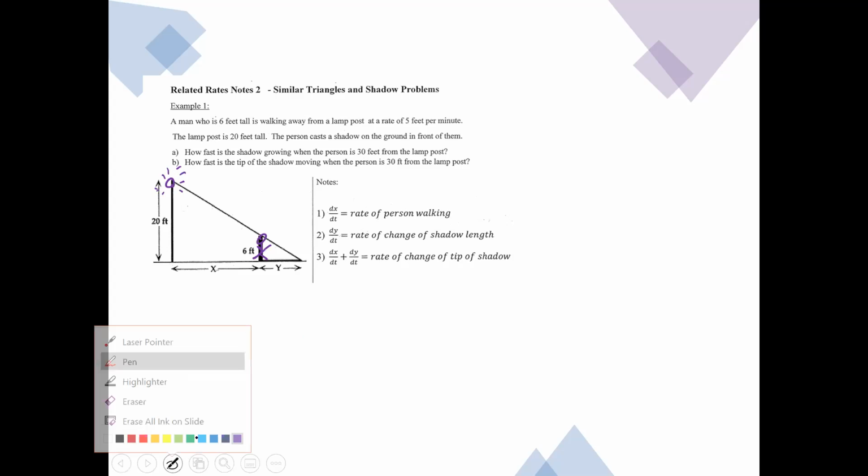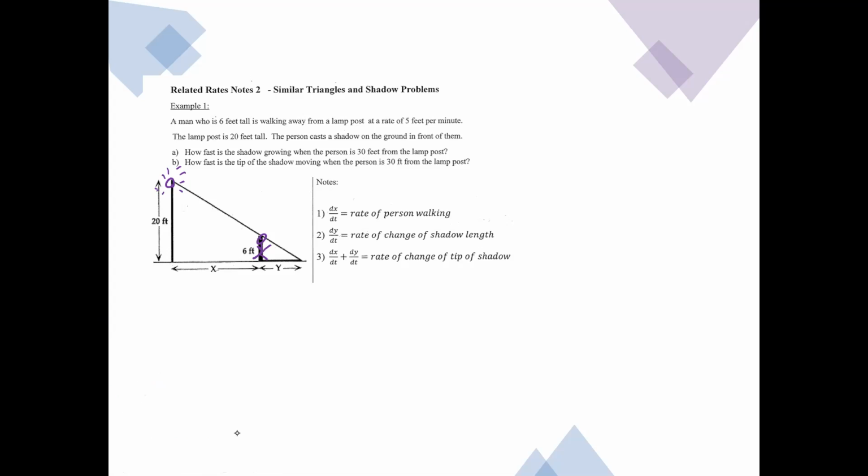So a few things here. It's given to you that dx over dt is the rate of the person walking, and it's actually giving a few hints. It says a man is 6 feet tall, but he's walking away from the lamppost at a rate of 5 feet per minute. So that tells me dx over dt is 5 feet. Actually, it's not minutes, it's seconds. That would be really slow for walking. So 5 feet per second. And it's also telling me that this x value here is 30.